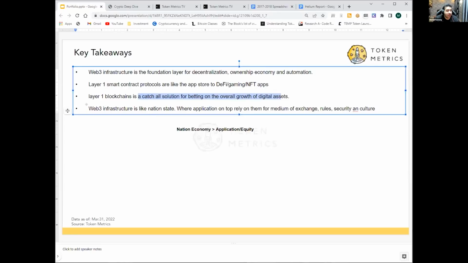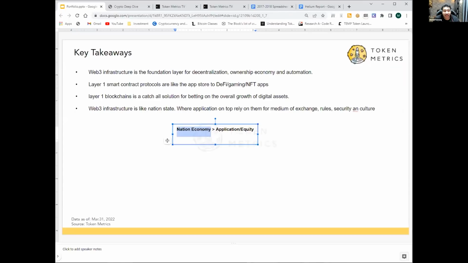And finally, you can also think of Web3 infrastructure as like nation states, as economies, as countries, where applications built on top of them rely on them for medium of exchange, rules, security, and culture. So one of the ways you can think about Web3 infrastructure is to think of them as national economies rather than equity in an application. And because of that, this will accrue a lot more value, maybe in trillions in 10 years' time.